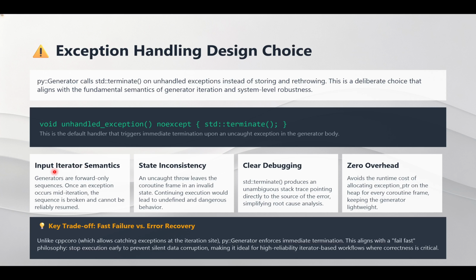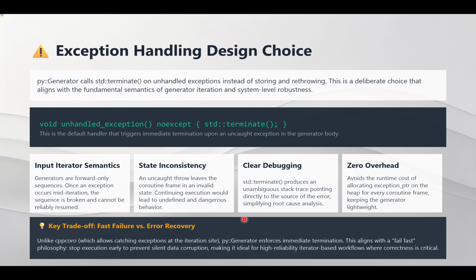If the internal body of that generator throws an unhandled exception, the generator's internal state is compromised. You fundamentally cannot recover mid-sequence. So if the conveyor belt snaps, catching the exception and attempting to pull the next item doesn't magically fix the belt. Right. You have no idea which items were damaged, which were skipped, or what state the internal variables are in. Catching the exception just allows corrupted data to quietly slide into the rest of the application.